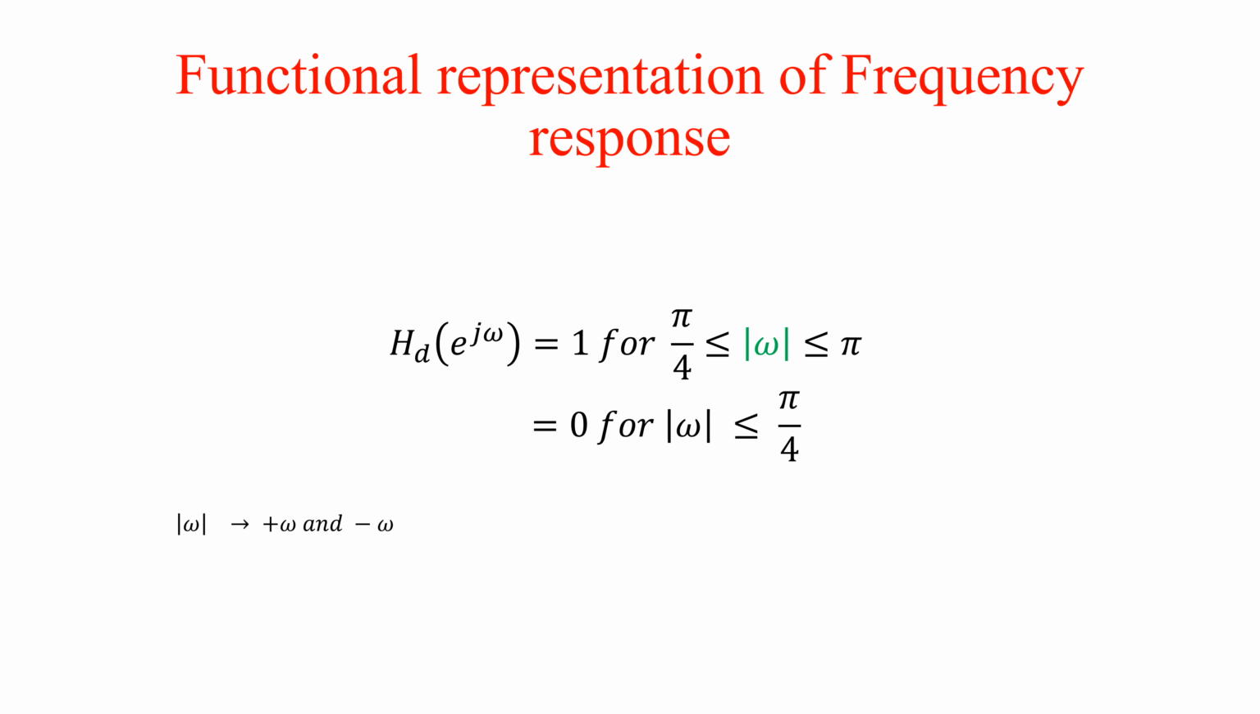Now here you are seeing the functional representation. In the problem, this Hd of e power j omega is given as the functional representation. In this representation, modulus of omega is given. If modulus of omega is given, then Hd of e power j omega is equal to 1 for omega values from pi by 4 to pi and also from minus pi by 4 to minus pi. That is the meaning, because modulus of omega is given.